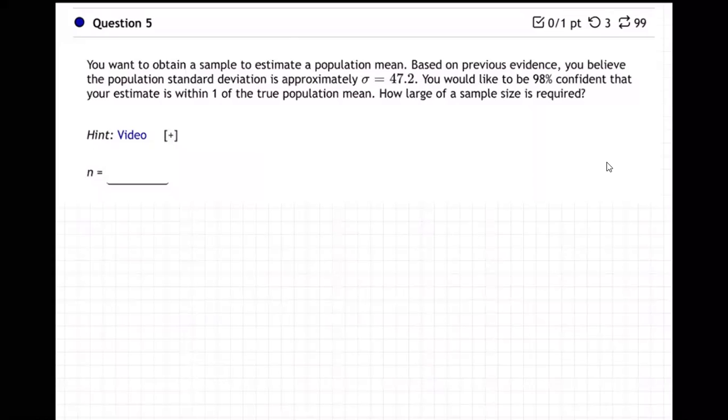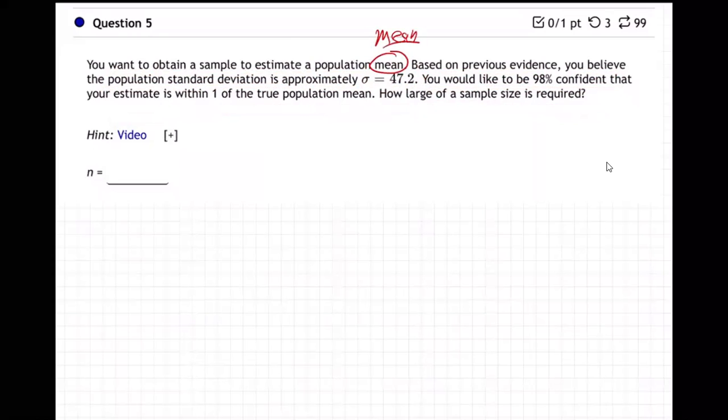Okay, so you want to obtain a sample to estimate a population mean. Based on previous evidence, you believe the population standard deviation is approximately 47.2. You would like to be 98% confident that your estimate is within 1. How large of a sample is required? Okay, so what's different about this one? Well, notice they're using the word mean.